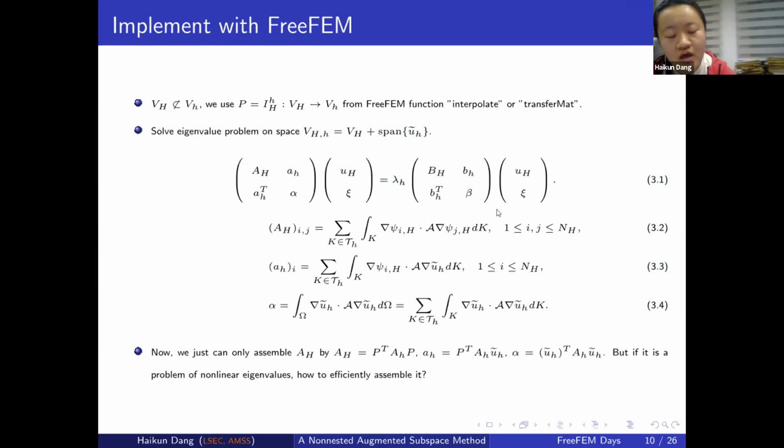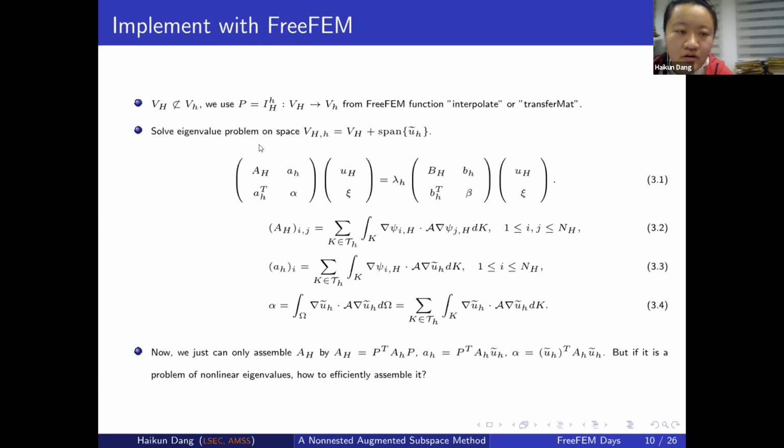Okay, and how do we implement this algorithm in FreeFEM? Because we have no nested relationship between V capital H and Vh, we have to use the interpolation operators from FreeFEM functions, for example interpolate or transfer, to build the connection from the VH to Vh.